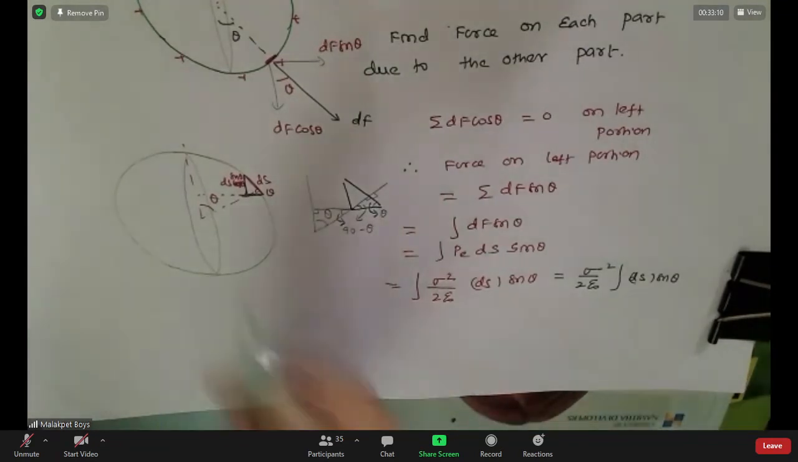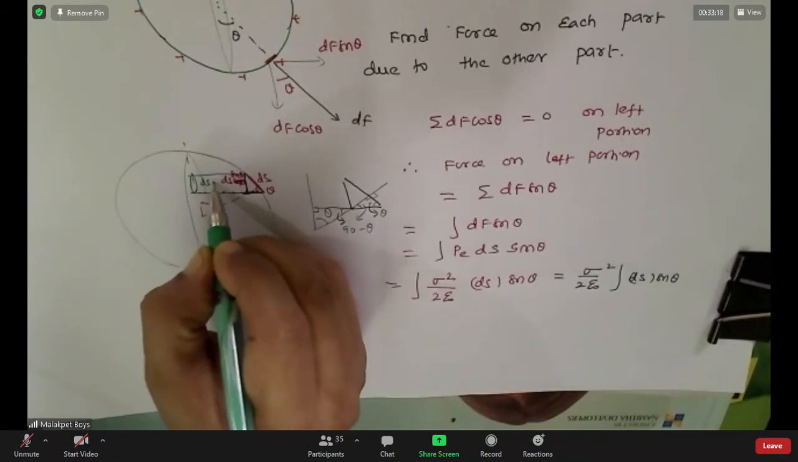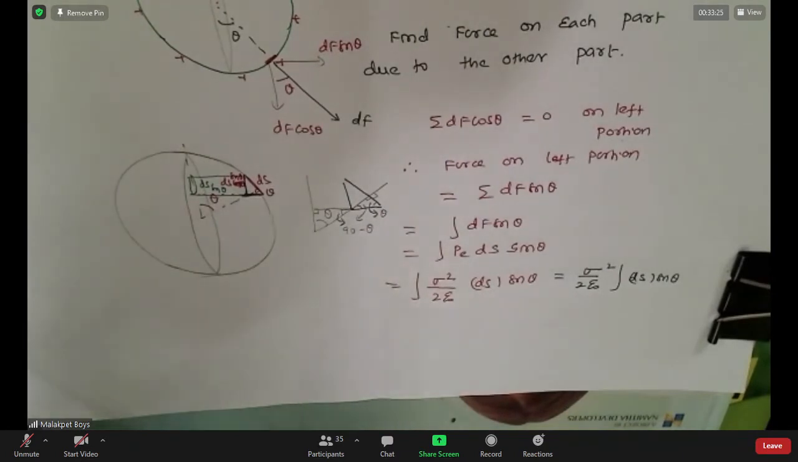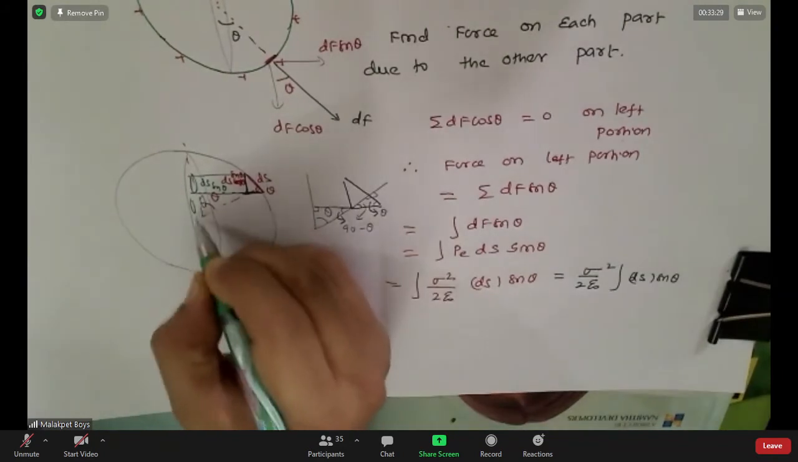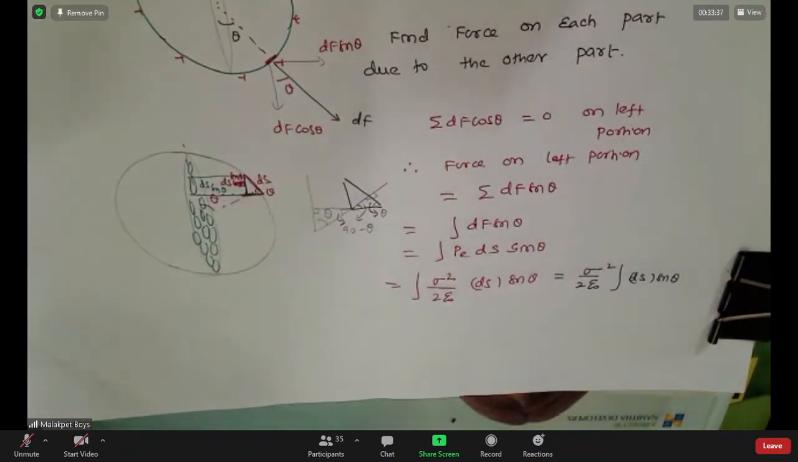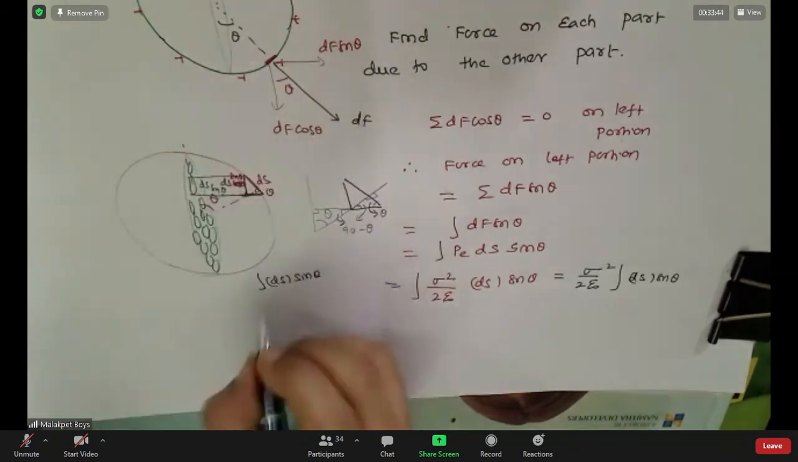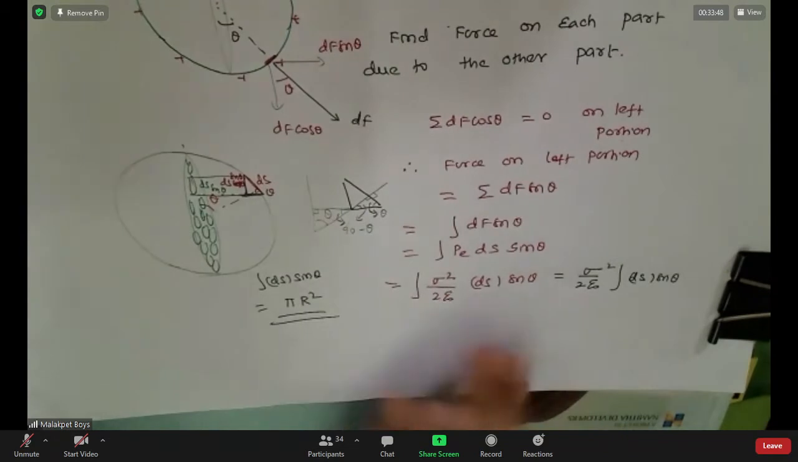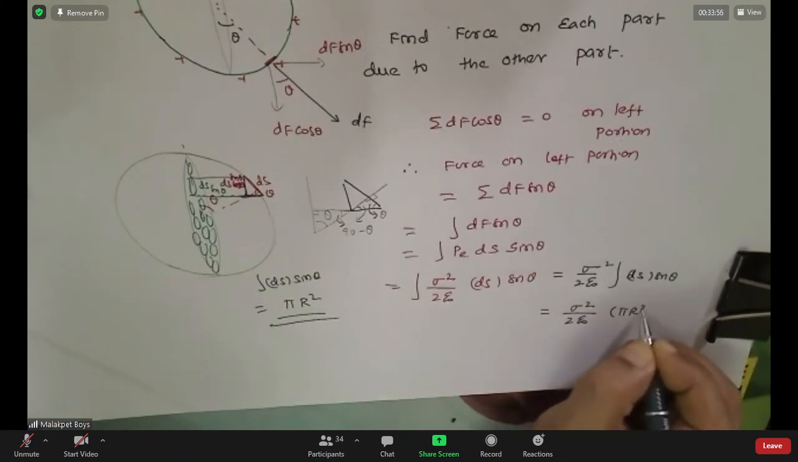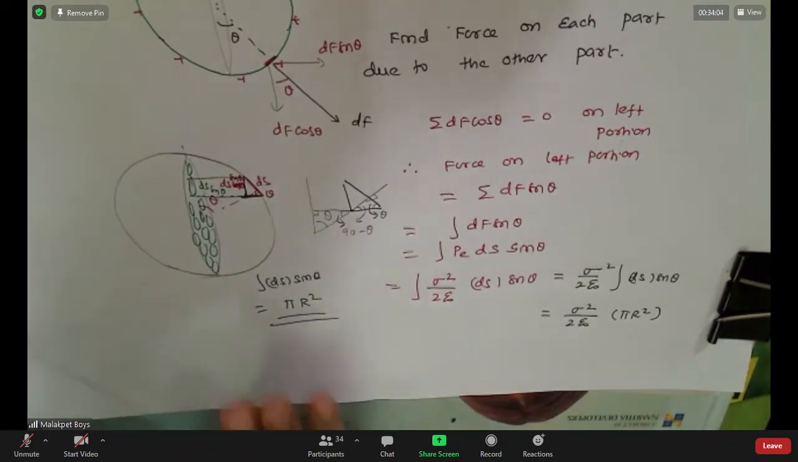We followed this. See, that means the projection on this due to the small element is ds sin theta. That is the meaning, no? Projection means if you keep a light on this, the shadow will be this one, no? Many elements are there. All that will give this area or not? That means the sum of all these is nothing but this ring area only, pi r square. So what will you get? This is the force on the right portion due to the left portion. Understood this?